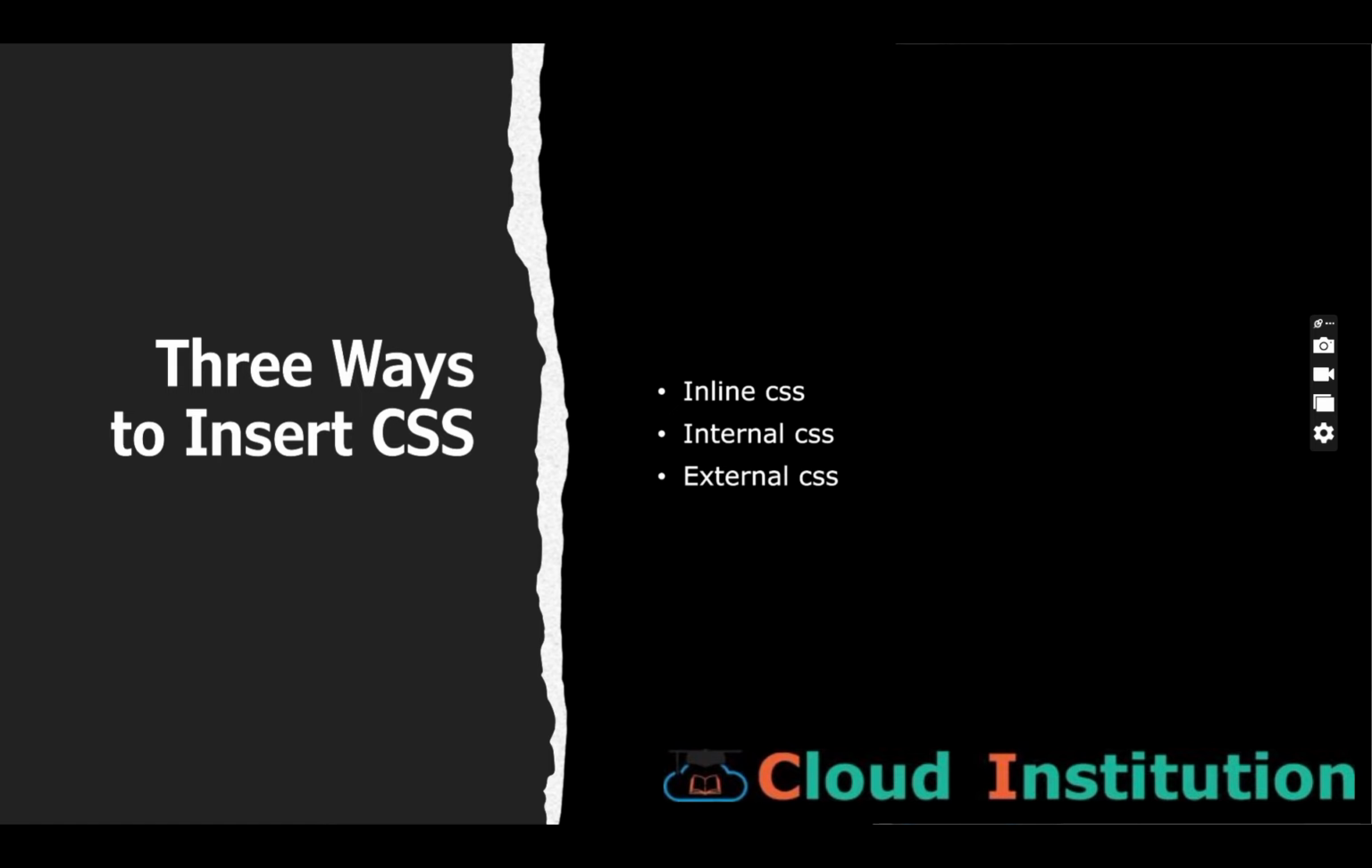One is the inline CSS property, another is the internal CSS property, and the third is the external CSS property. These three can be used to apply CSS properties to elements. Without elements, I cannot apply CSS properties. So I need elements, or you can say tags, to apply CSS properties. Now let's see the practical of how to apply inline, internal and external. So let's go to Visual Studio.